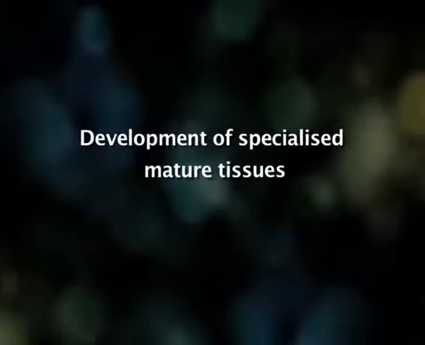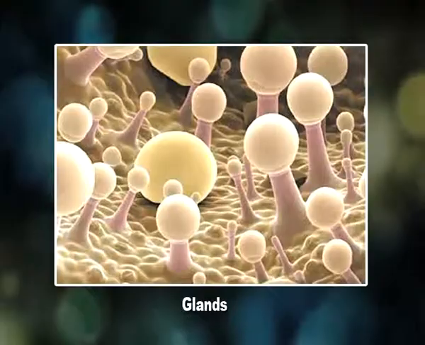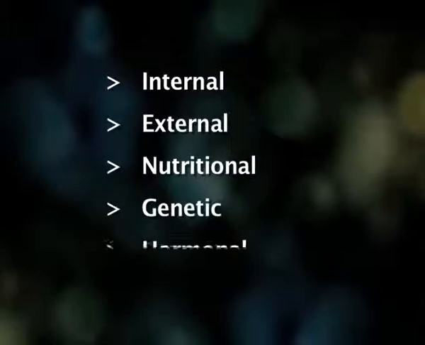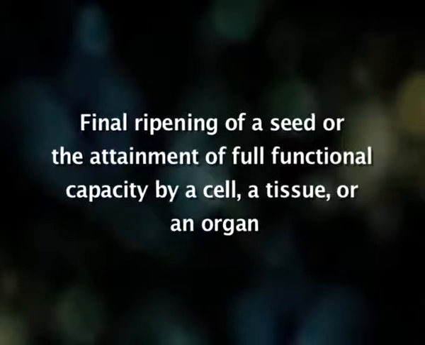Then after cell enlargement, cell differentiation follows and leads to the development of specialized mature tissues. For example, the meristematic cells of leaf epidermis differentiate to form guard cells, trichomes, glands or epidermal cells. The differentiation and maturation of various kinds of cells depend on a number of internal, external, nutritional, genetic and hormonal factors. Thus, it is the final differentiation process in biological systems, such as the final ripening of a seed or the attainment of full functional capacity by a cell, a tissue or an organ.